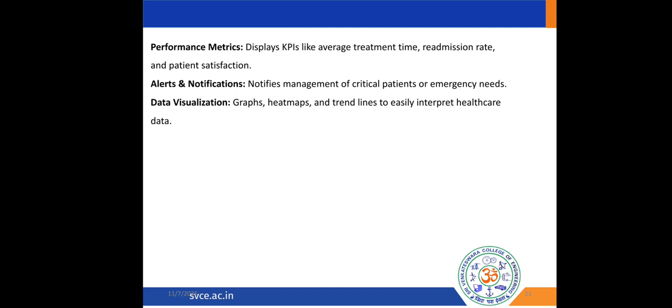And next is the performance metrics. That is, it displays key performance indicators like average treatment time, readmission rate and patient satisfaction. And next is alerts and notifications, that is notifying management of critical patients or emergency needs. Next is data visualization. We have discussed this concept before, that is we have types of graphs, heat maps and trend lines to easily interpret healthcare data.